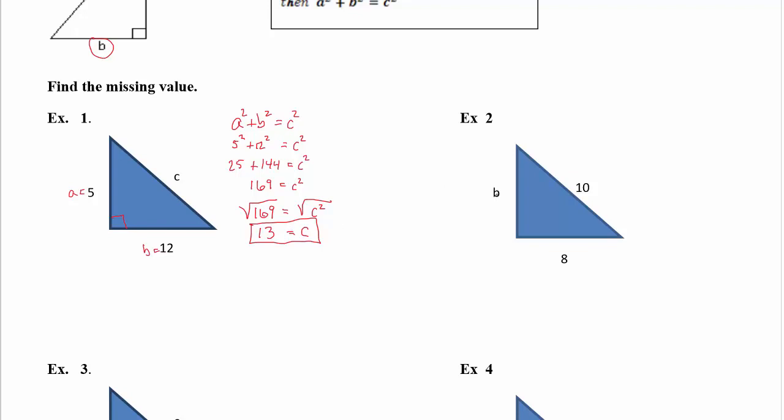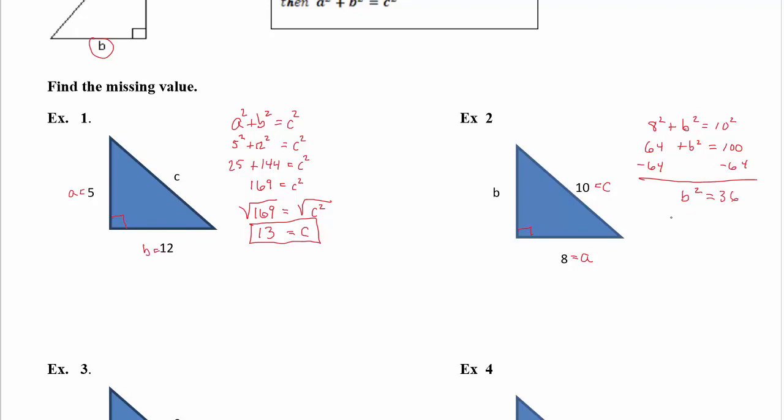In example 2, we have B that we're missing. Well, which side's the longest side? Well, here's our right angle. This side opposite must be C. So let's label this one as A. So A squared, or 8 squared, plus B squared equals C squared, or 10 squared. 64 plus B squared equals 100. If we subtract 64 from both sides, we get B squared equals 36.